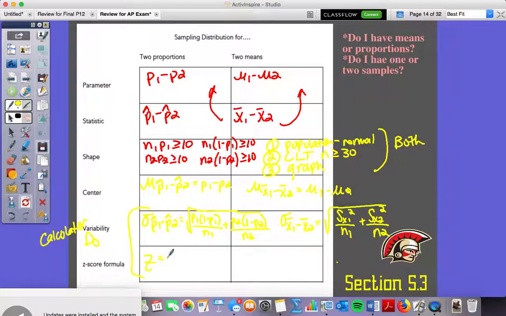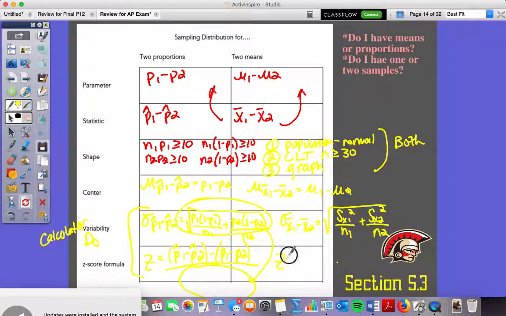Z-score is value minus mean. Okay, so this is where it becomes weird. This would be p hat 1 minus p hat 2. That would be the value. The mean would be p1 minus p2. And the standard deviation would be everything that I stated up here would go down here. Does that make sense?